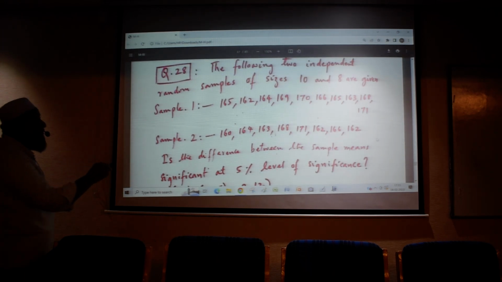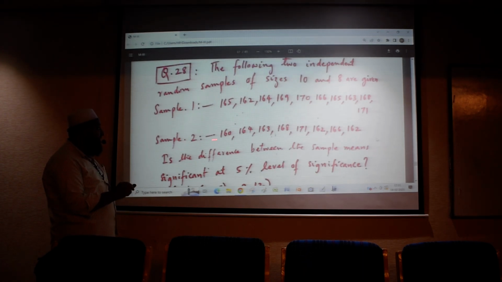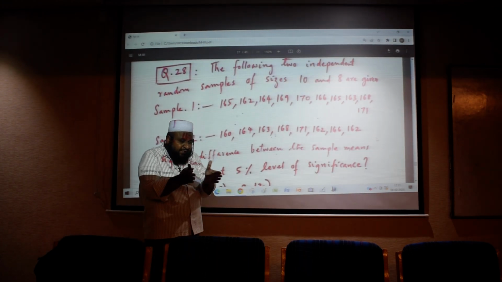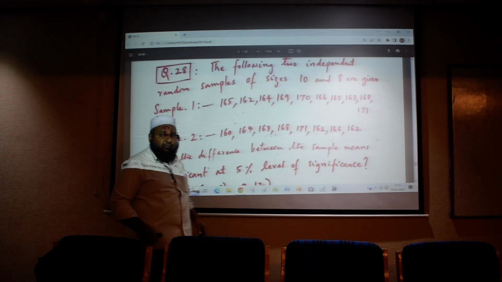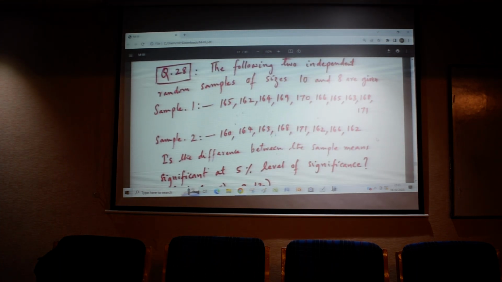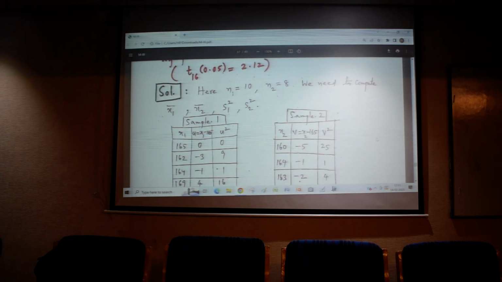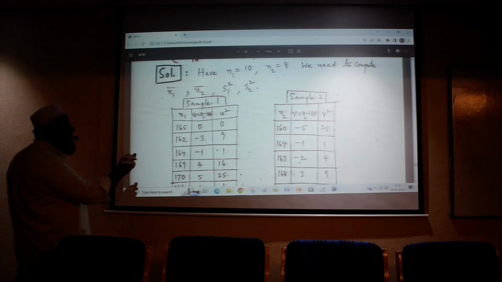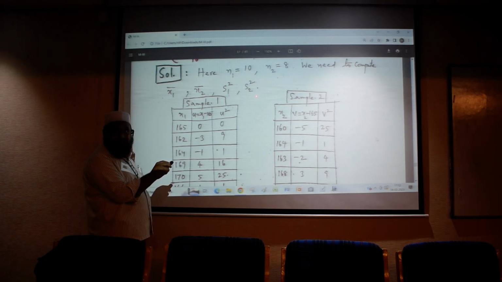Now the following: two independent random samples of sizes 10 and 8. This is sample 1, this is sample 2. We have to decide whether the difference between the sample means is slight or there is a large difference. Here population mean will not come because we are comparing two samples, checking the significance of the difference between two means. There is no role of population means. Here n1 is 10, n2 is 8. We need to compute x1 bar, x2 bar, s1 square and s2 square.